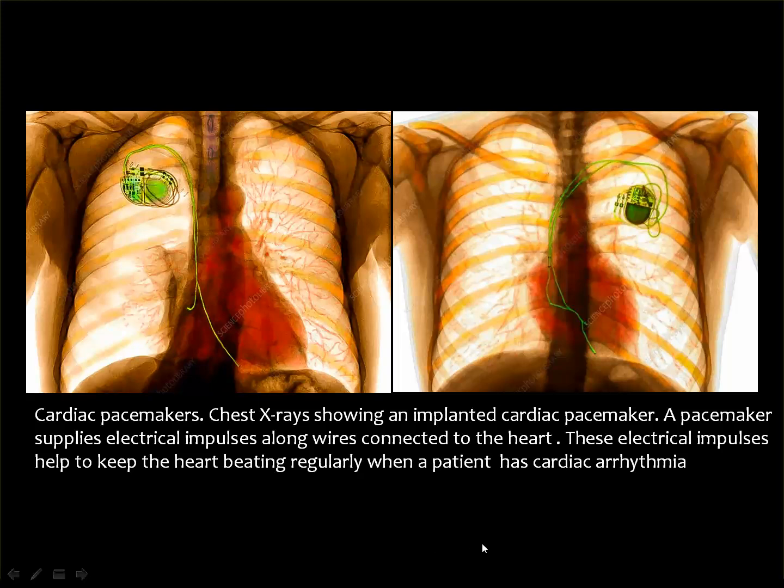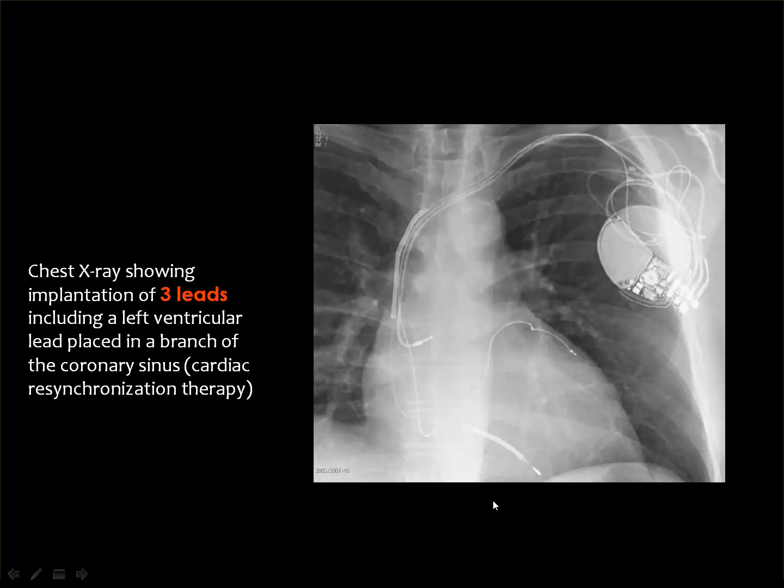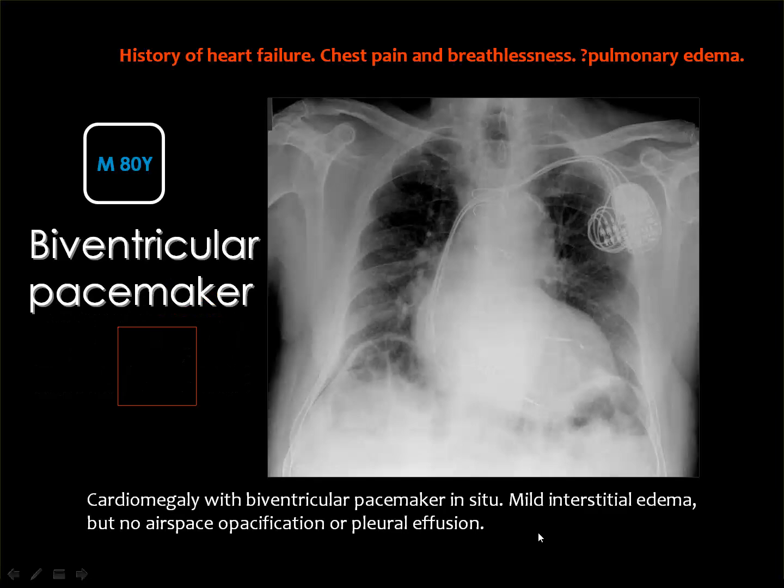And this is the regular cardiac pacemaker with two leads. One is placed into the right atrium, and the second one is placed into the right ventricle. And this is also the dual pacemaker, where one lead is located in the right atrium and the other one is located in the right ventricle. And this is the three-lead pacemaker, where another lead is added inside the left ventricle.